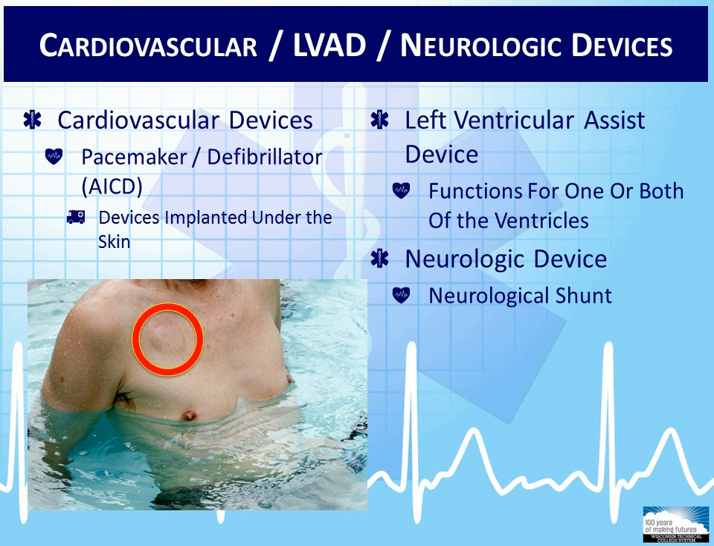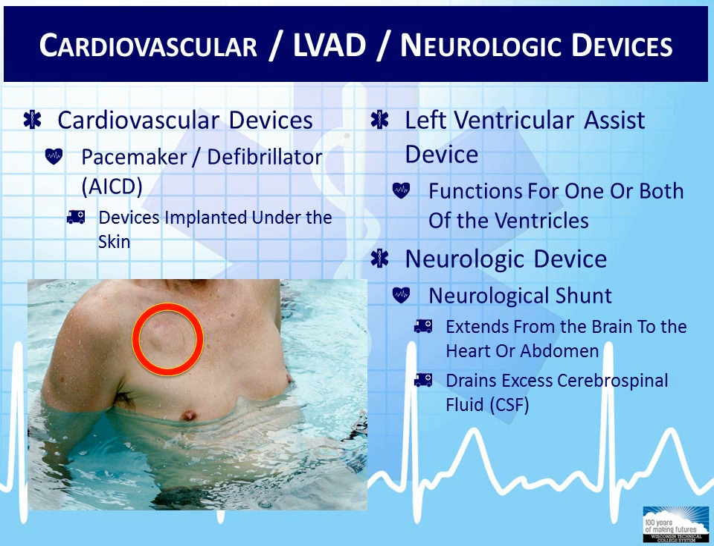A shunt placed for neurological conditions is a tube that extends from the brain to the heart or abdomen to drain excess cerebrospinal fluid, CSF, and prevent it from accumulating around the brain, which, in turn, prevents an unsafe increase of intracranial pressure within the skull. A ventriculoarterial shunt drains excess CSF from the ventricles of the brain into the right atrium of the heart. A ventriculoperitoneal shunt drains excess CSF from the ventricles of the brain into the peritoneum of the abdomen.